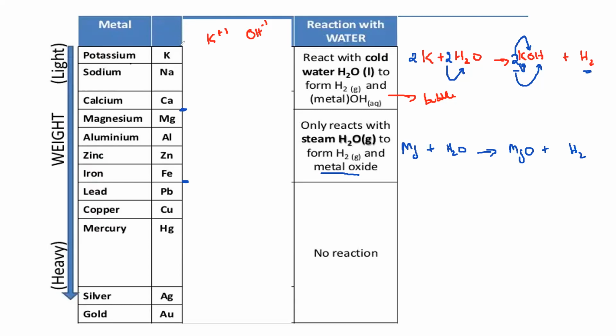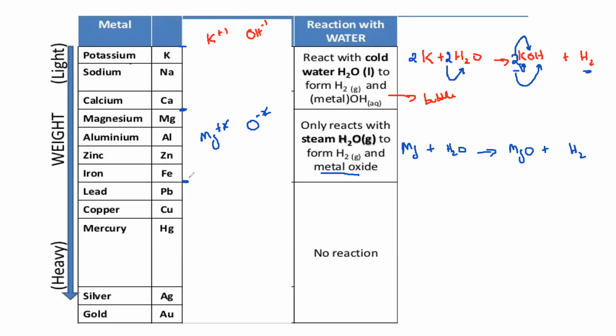So the first three metals, when they are reacting, are forming metal hydroxide. But from magnesium till iron, they are forming metal oxide. And the magnesium oxide formula: because magnesium belongs to group 2, it is plus 2, and oxygen belongs to group 6, so minus 2. So we simplify the valency and cross multiply. Magnesium oxide will be MgO.